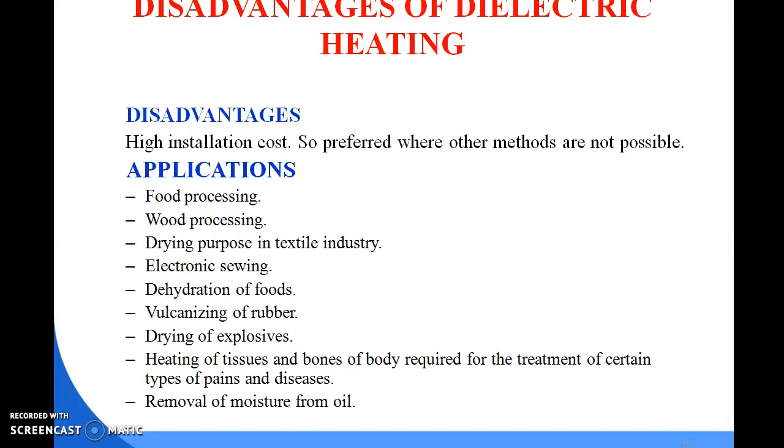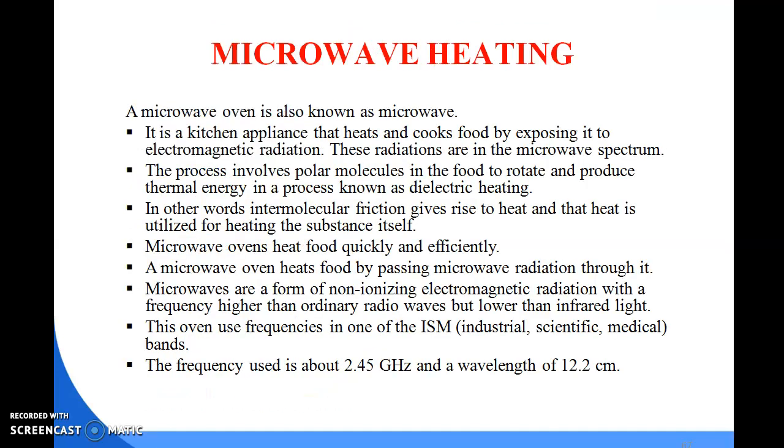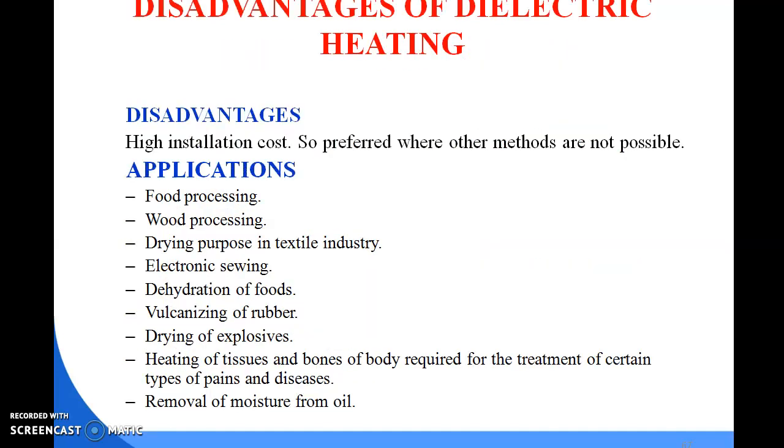Food processing, wood processing, drying purposes in the textile industry, electronic sewing, dehydration of food, vulcanizing rubber, drying explosives, heating of tissue and bones of the body required for treatment of certain types of pains and diseases, and removal of moisture from oil. These are the applications of dielectric heating. Next, we'll discuss microwave heating. So up to this, we discussed dielectric heating.